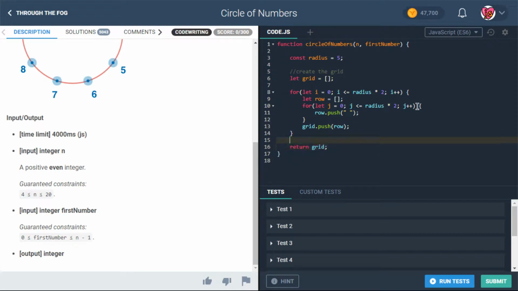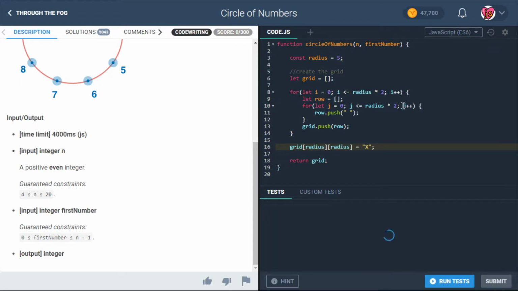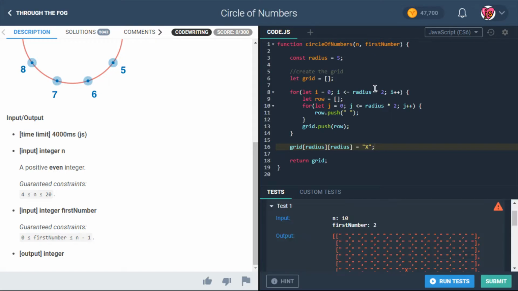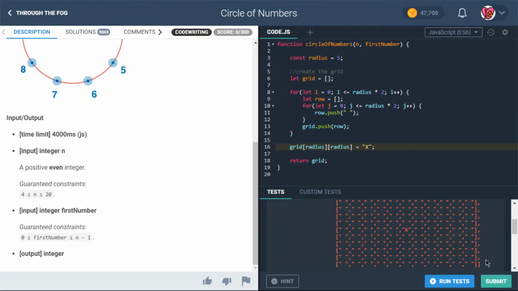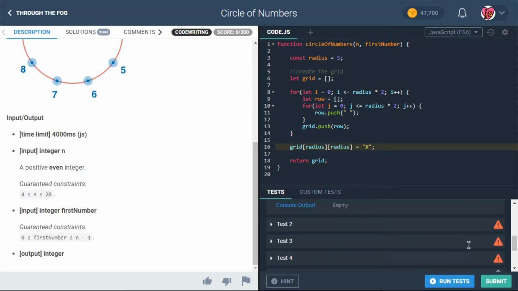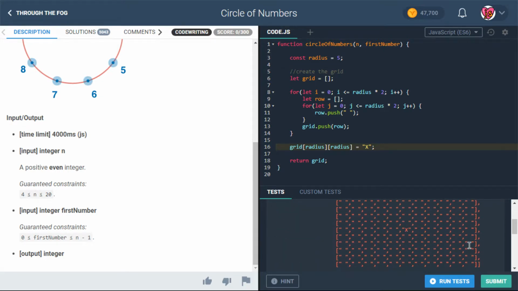And actually, before we do, let's just say grid at radius is assigned the value of this x, just to sort of mark the center. Okay, so there we go. That's kind of our grid. This is like our playing field here. This is what we're going to be working with. So, okay, looks good.